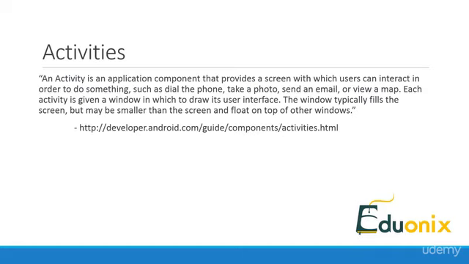As per the documentation on developer.android.com, an activity is an application component that provides a screen with which users can interact in order to do something, such as dial the phone, take a photo, send an email, or view a map. Each activity is given a window in which to draw its user interface. The window typically fills the screen, but may be smaller than the screen and float on top of other windows.